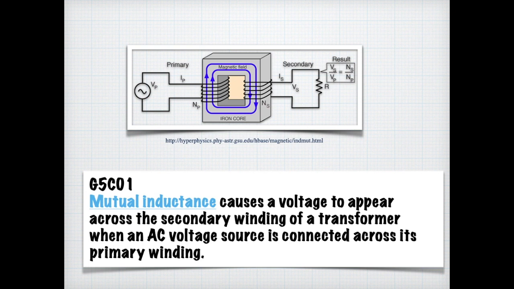Mutual inductance is the basic operating principle of transformers, motors, and generators, or any electrical component that interacts with a magnetic field. We can define mutual inductance as current flowing in one coil that induces voltage in an adjacent coil, as you can see in this diagram. For the exam, you just need to know that mutual inductance causes a voltage to appear across the secondary winding of a transformer when an AC source is connected across its primary winding.